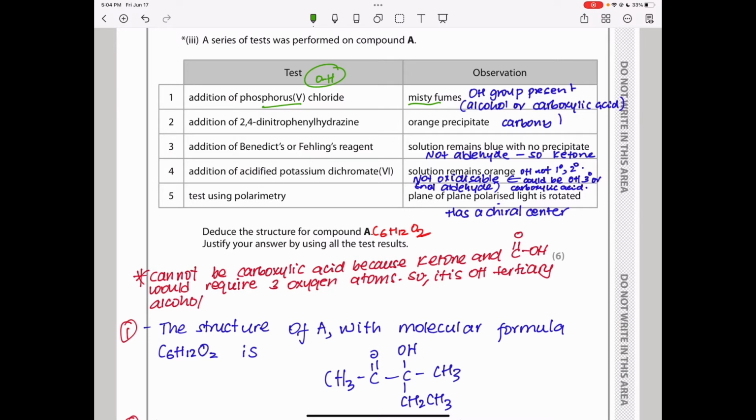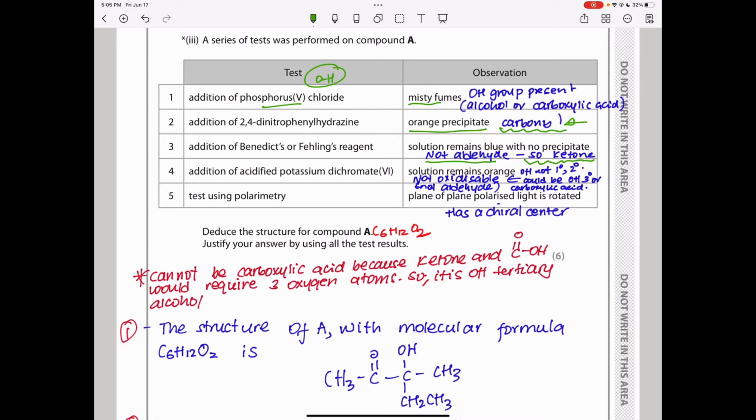And then they say they added 2,4-dinitrophenylhydrazine and an orange precipitate was observed. If there is an orange precipitate, there is a carbonyl group. Then they say addition of Benedict's or Fehling's solution remains blue. So here, if it remains blue, although we have proved that it's a carbonyl, it is not an aldehyde, so it should be a ketone, because a ketone is the only carbonyl that cannot give a positive test with Benedict's and Fehling's solution.